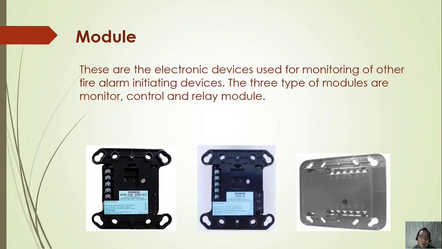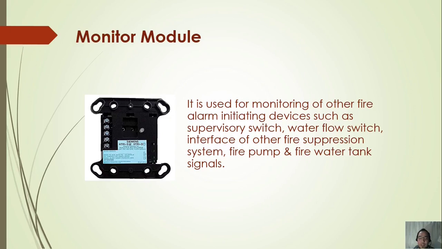And the last component is the monitoring module, or the control and relay modules. The monitor module is used for monitoring other initiating devices, such as the supervisory switch or the tamper switch that we have in the OS&Y gate valve. This is to monitor the gate valves. If someone closes the gate valve from the sprinkler, it will give us a supervisory signal to the fire alarm.